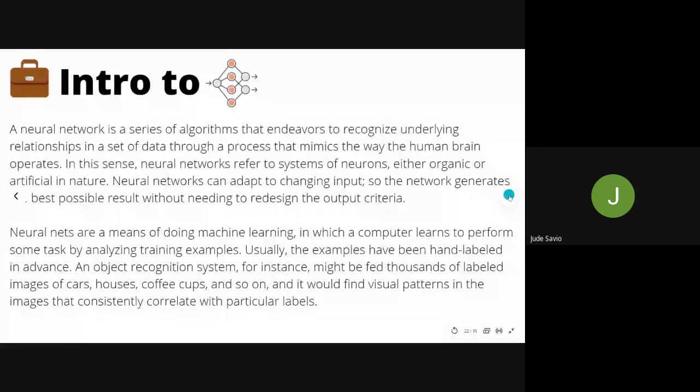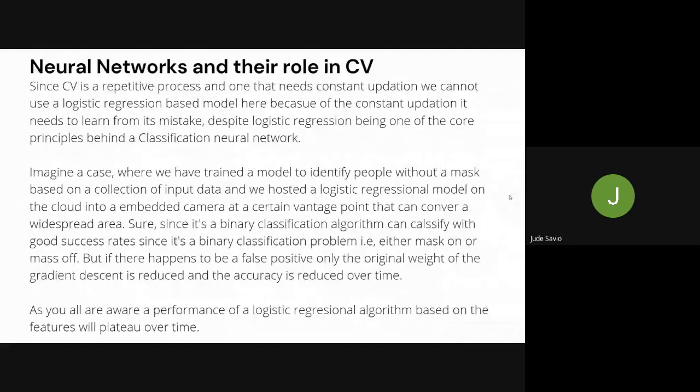Coming back to our topic, since CV is a very repetitive process, you use it on a regular basis. You want it to be there, alert all the time, watching. And it will need constant updating if it is not performing very well. And the gradient descent of logistic regression is not equal to the back propagation when it comes to a neural network.